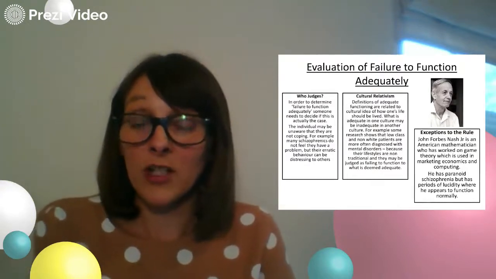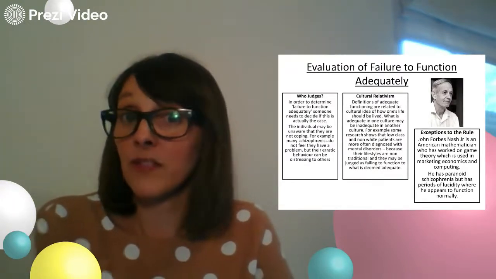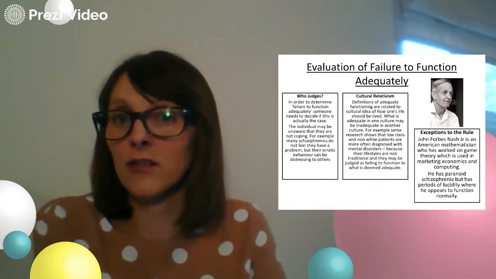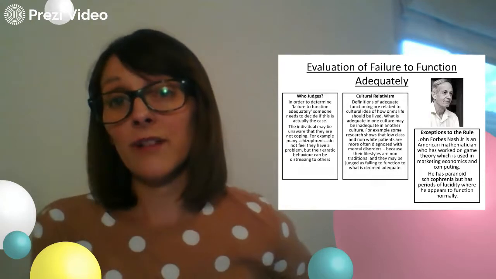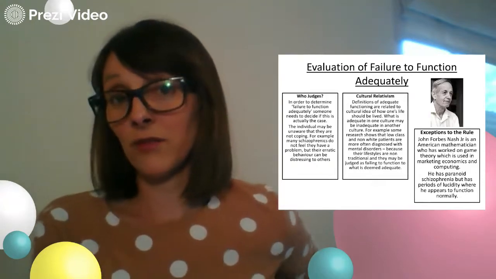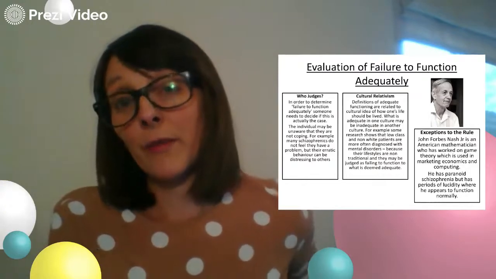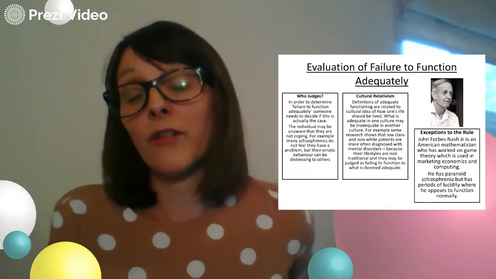So John Forbes Nash is a very good example. There's a film about him, A Beautiful Mind, with Russell Crowe. It's very interesting, and there's lots of articles that you can find about him and his background, and lots of videos on YouTube. So he's a mathematician from America who was suffering from schizophrenia.